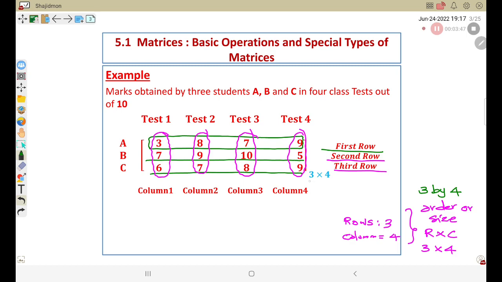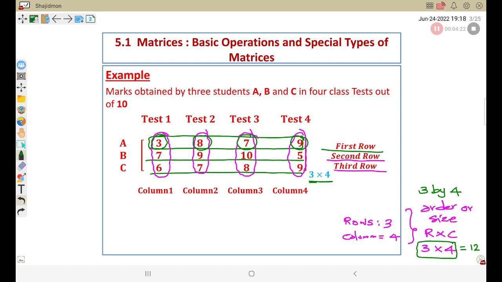I have written it here at the bottom of the matrix: 3 by 4 matrix. What is the meaning of 3 by 4? If you multiply 3 and 4, you get 12. There are 12 numbers inside this matrix: 3 is the first number, 8 the second, 7 the third, 9 the fourth, and so on. That is why this is the order or size of a matrix. Each number is called an element of the matrix.